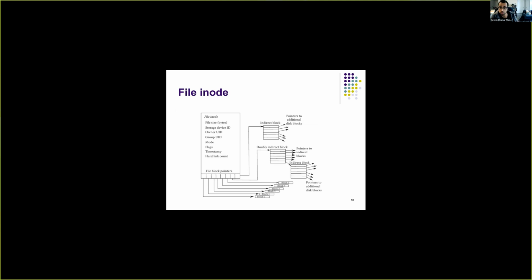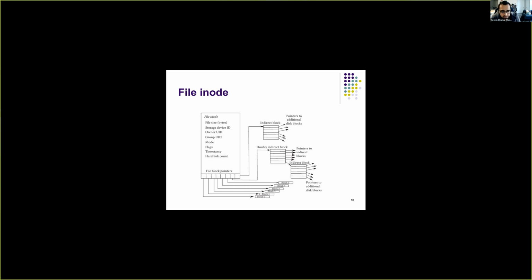So the inode structure usually changes with different file systems. However, one of the common structures of file inodes is as shown on this slide. Here there are various fields in the file inode, and at the end we usually have pointers called file block pointers. These are pointers to the disk blocks that contain data for that file. And this is the user data.